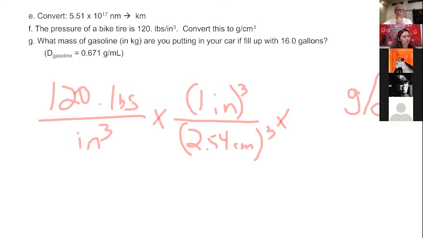Is it 0.454? Oh, kilograms? Are we doing pounds? Yes, so 454 grams in a pound. That is right. So we can do it that way, pounds just directly into grams. That works.